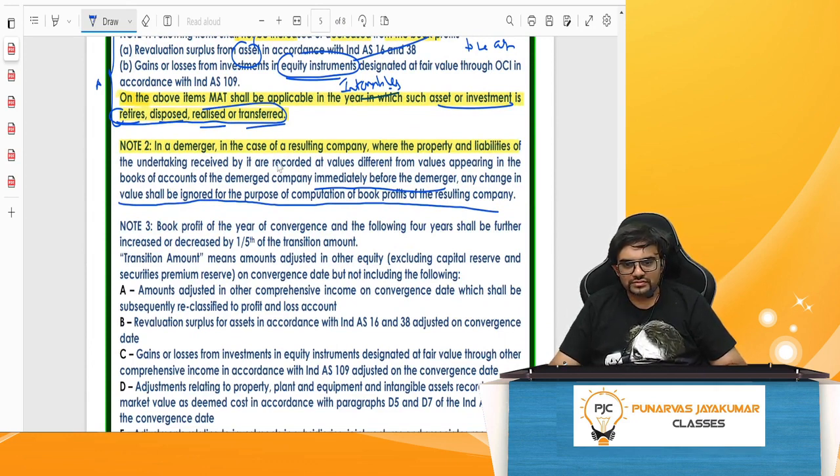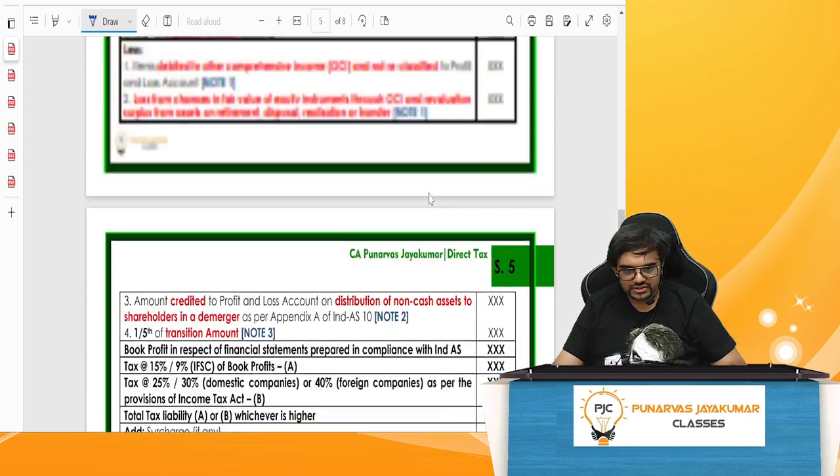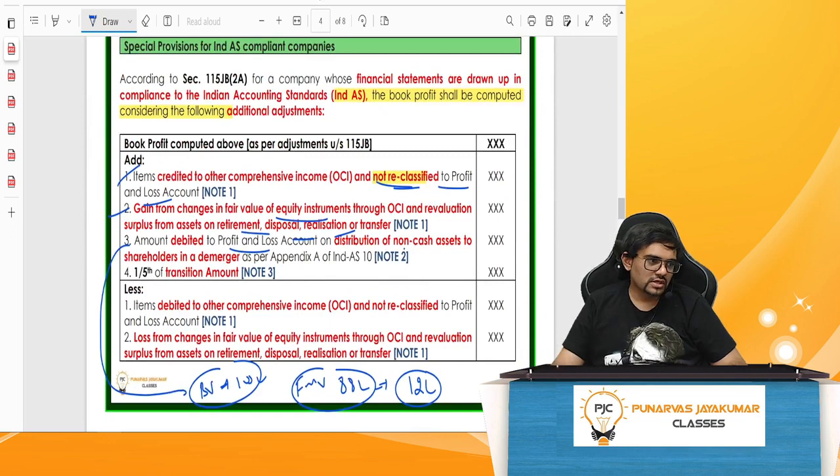In a demerger, in a case of resulting company where the property and liabilities of the undertaking received by it are recorded at values different from the values appearing in the books of accounts immediately before the demerger, any change in the value shall be ignored for the purpose of computation. So if anything which is valued at 100 is being shifted at 120, that 20 will be ignored is what they are trying to tell. On the other hand, if there is a loss, reverse case, book value is 100, fair market value is 80, that 20 will be added back as per this.